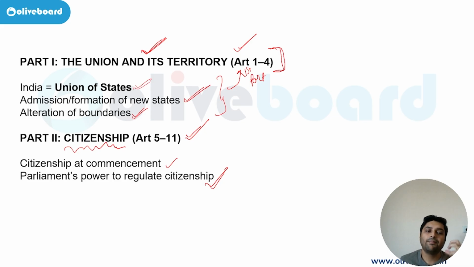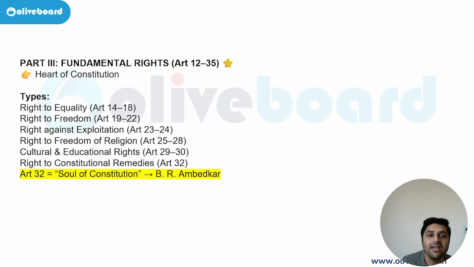These are the other ways how we can get the citizenship, how the citizenship can be removed or revoked. Correct? All this has been provided in the second part of the Constitution. Very, very important. Part 1, Union and its territory. Part 2, citizenship. Next, we have part 3, the heart, the soul, everything of the Constitution.